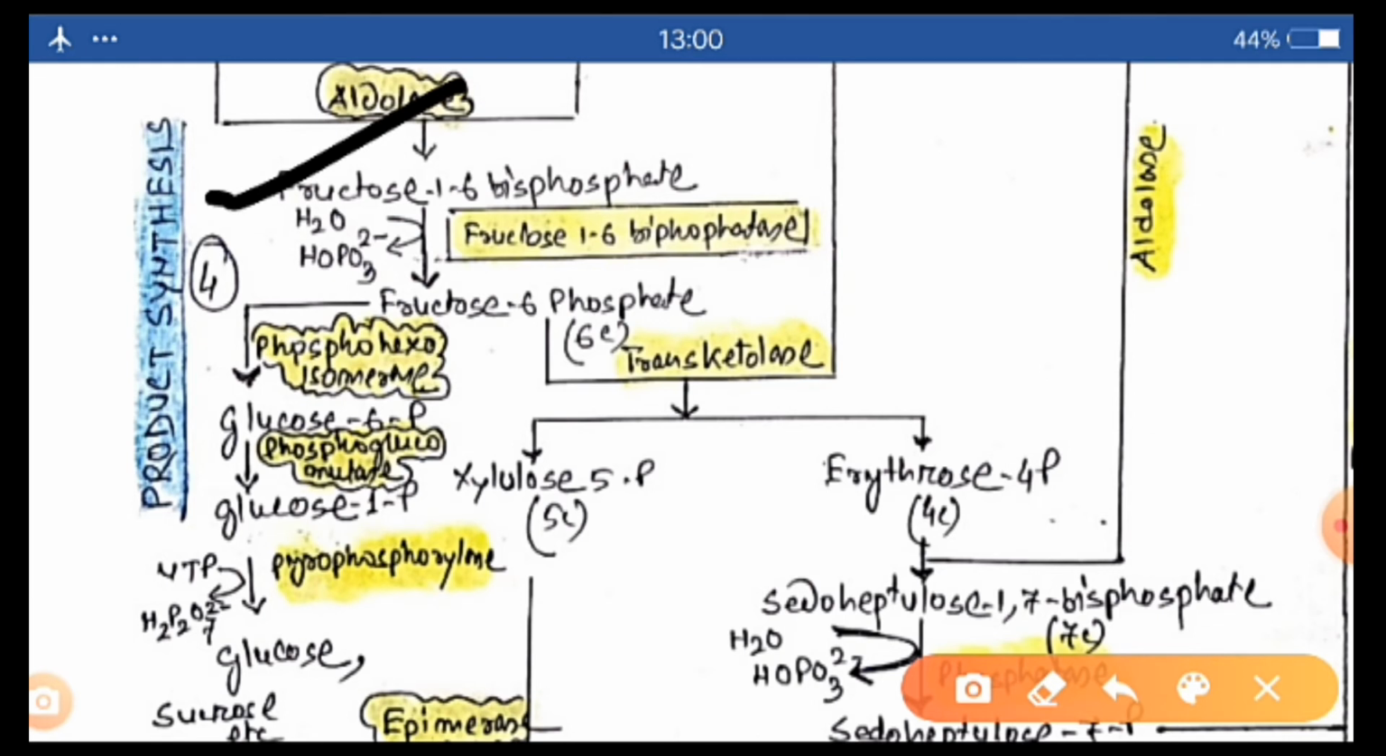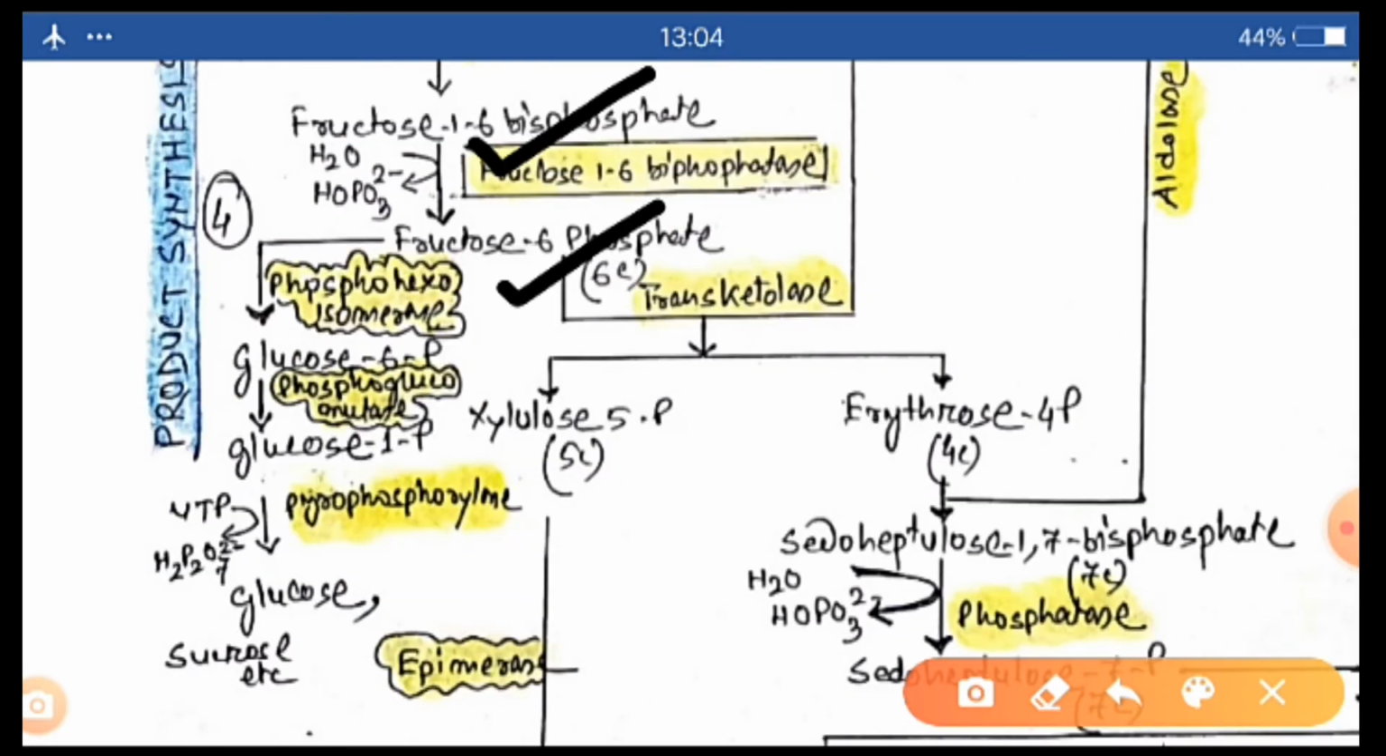fructose 1,6-bisphosphate will lose the phosphate attached to the first carbon, and here water will be utilized, and as a result of that fructose 6-phosphate will be produced and the whole process will be catalyzed by the enzyme fructose 1,6-bisphosphatase. Then fructose 6-phosphate will be converted to glucose 6-phosphate, then to glucose 1-phosphate and ultimately glucose. Okay, this is the product synthesis process.